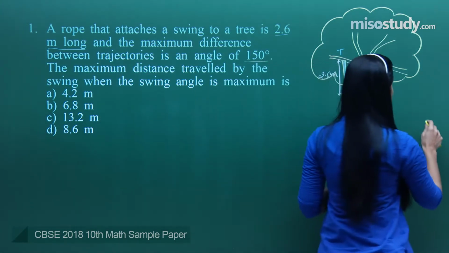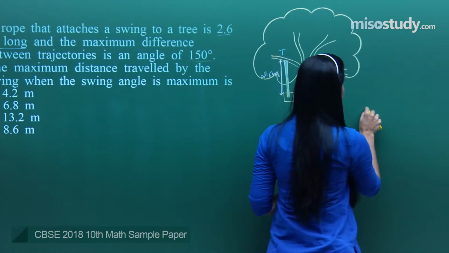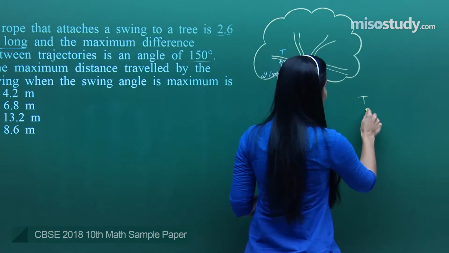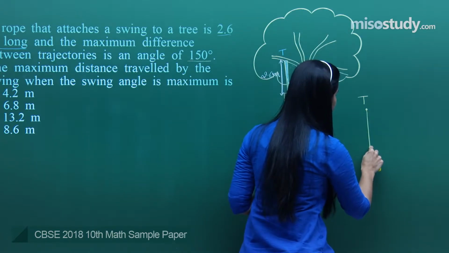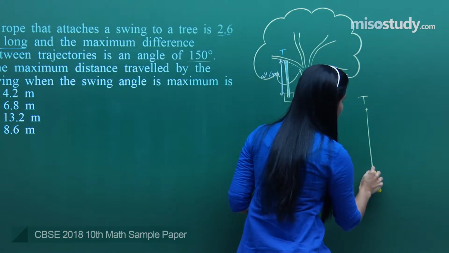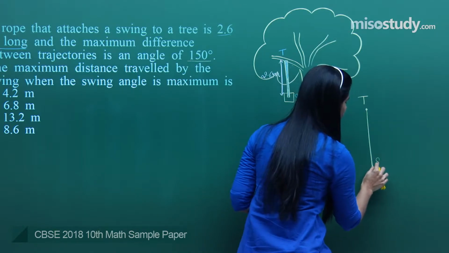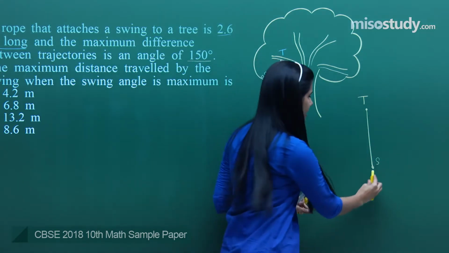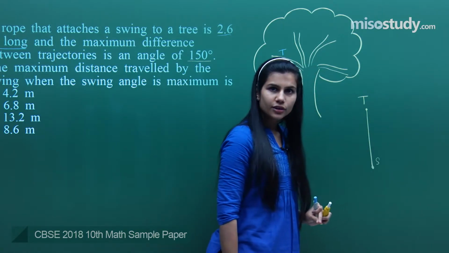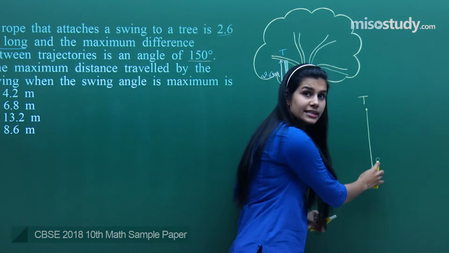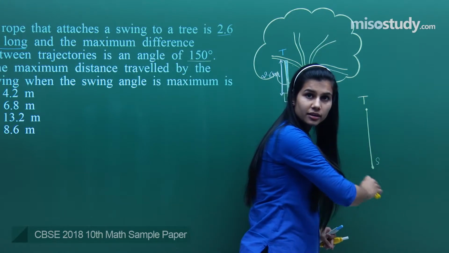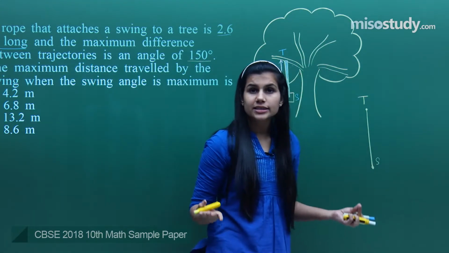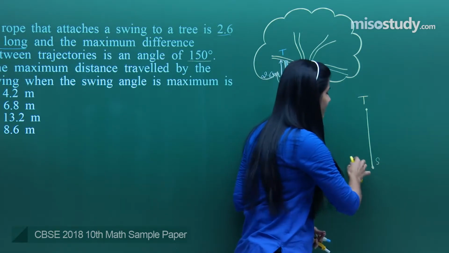Now, suppose this is your tree, okay, and there is this rope to which a swing is attached. Fine. This is the swing, this is the tree, right? Now this swing starts swinging in a to and fro motion. What is the swing's task? The task is to swing. So the swing is swinging.